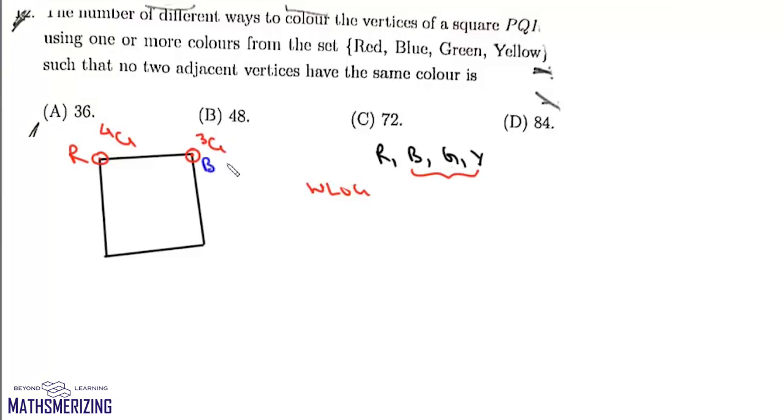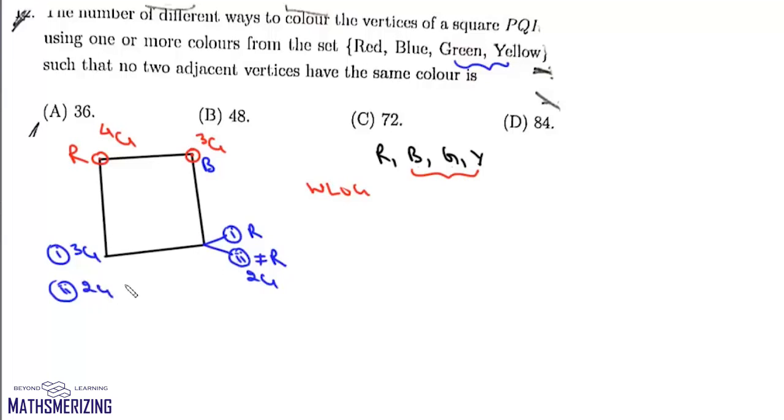Now suppose this vertex is blue. For the third vertex we have 2 cases: either this vertex is red or this vertex is not red. If this vertex is red, then we have 3 choices. It could be any of blue, green or yellow. So in that case it will be 3C1. If it is not red, then we can choose either green or yellow, so it can be done in 2C1 ways, and if it is green or yellow here, again we'll have 2C1 choices.